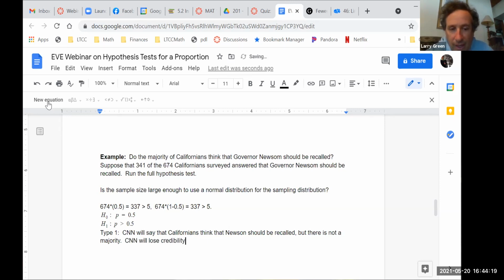Okay. And that's bad for a news station, right? People no longer trust them, and they'll go to another news station for their news. Because if CNN is just wrong, then why would you listen to them? You're just going to turn them off and listen to someone else. That's bad for CNN, isn't it?